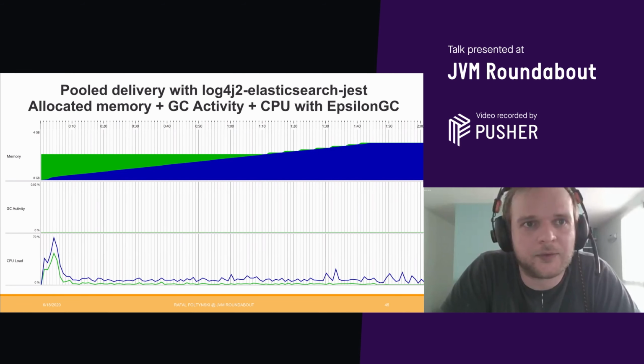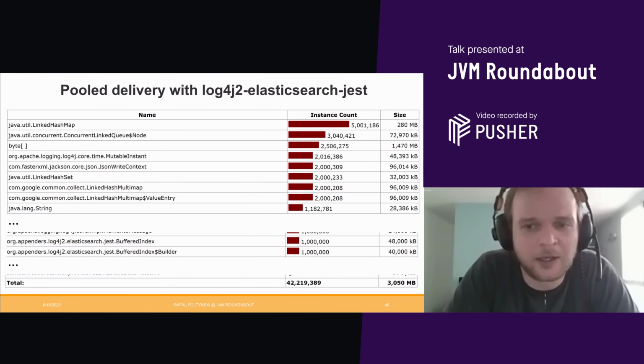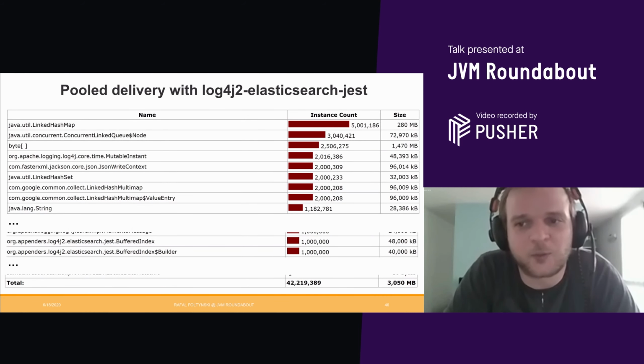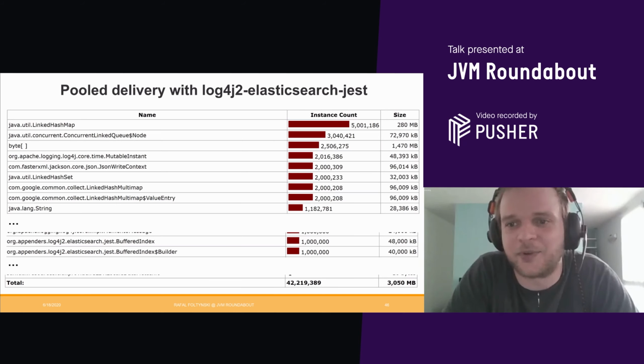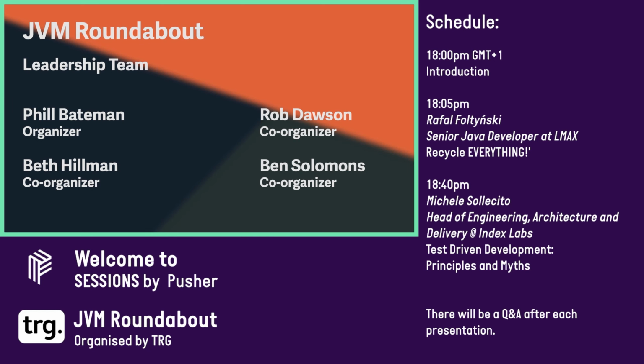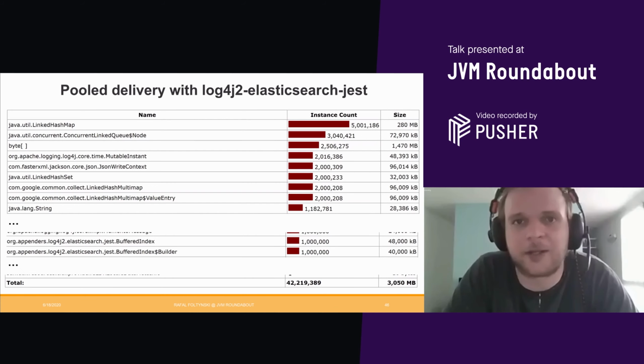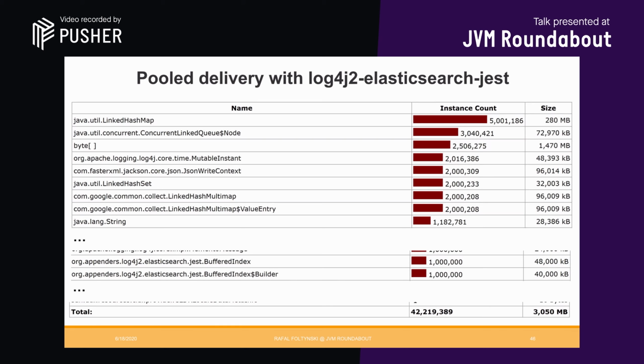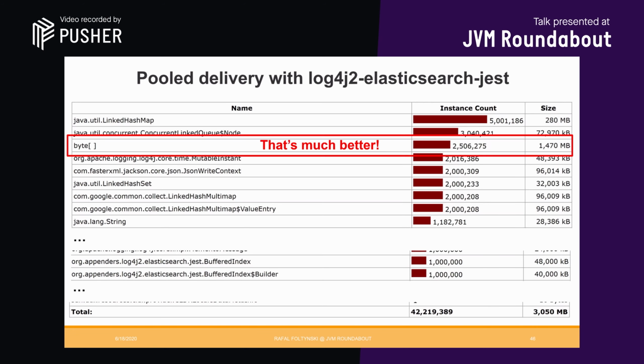So this is the same run with Epsilon. Eventually, it allocated roughly 3 gigabytes of memory. If you remember, in the previous run, the amount was 20 gigabytes. So by simply rewriting some objects and getting rid of some bad string allocations, I managed to reduce the allocation over 6 times. And also, the total number of created objects dropped from 240 million to 42 million, which was still a lot. And the actual amount of bytes dropped from 13 gigabytes to 1.4, which is much better.